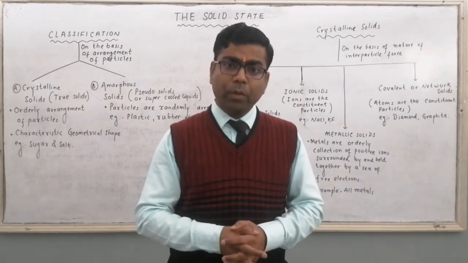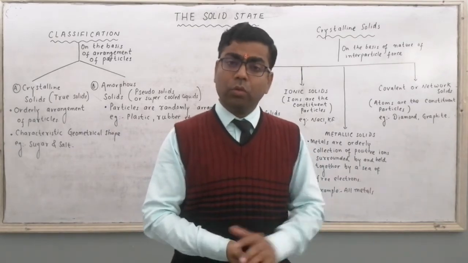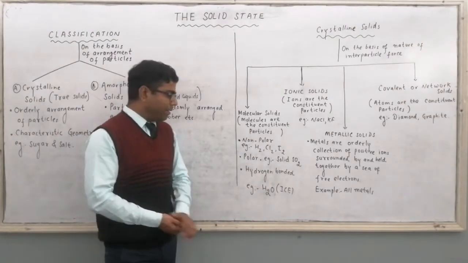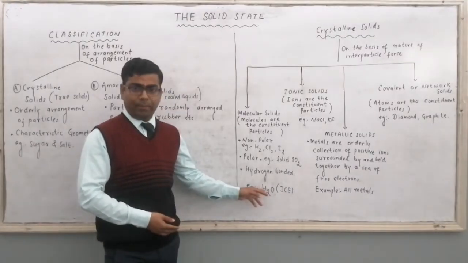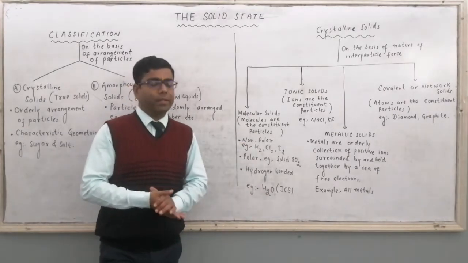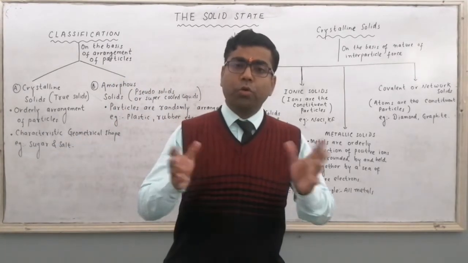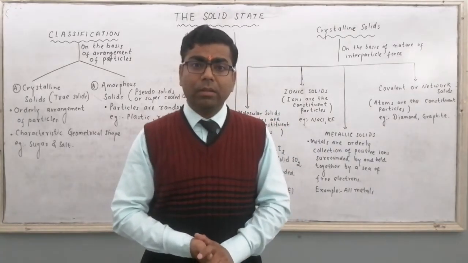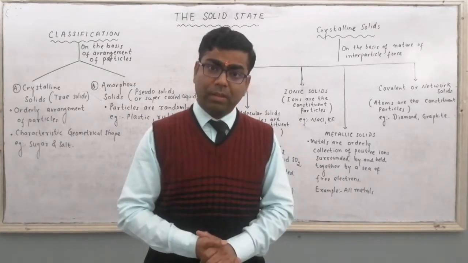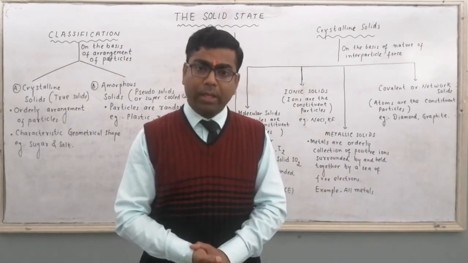So if polar molecules form hydrogen bonding and get converted to solid, then such solids are called hydrogen bonded molecular solids. Example is H2O solid, which is called ice. Remember, these are insulators. They do not show electrical conductivity because current carrier particles are absent. There are no ions. There are no free electrons. And if we talk about their melting point, then they have low values.